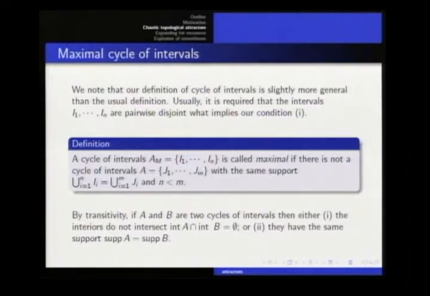So given a cycle of intervals, we can try to find a maximal one. It will have the same support as the previous one, but we try to find a cycle of intervals that has the higher number of intervals that are permuted. As I have said, in our case, first we prove that this maximal cycle exists, and then we show that the difference between the two is only a finite number of points. The reason I want to get rid of this finite set of points is for the results in explosion of smoothness. It's not for this first part of the talk.